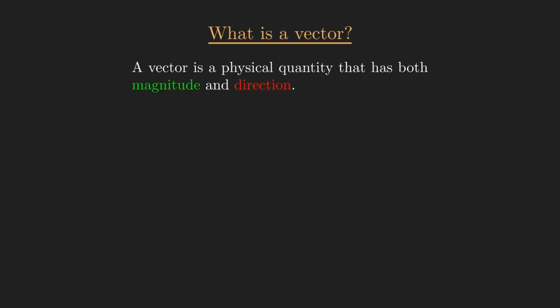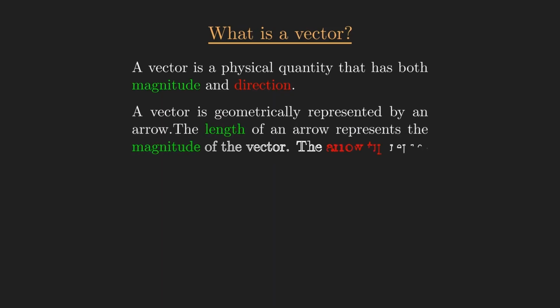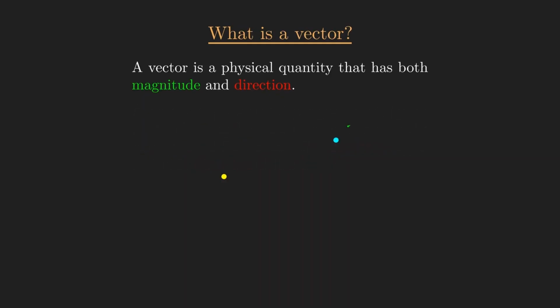Hello there. In this tutorial, we will go through the very basics of vectors. What is a vector? A vector is a physical quantity that has both magnitude and direction. A vector is geometrically represented by an arrow. The length of an arrow represents the magnitude of a vector, and the arrow tip represents the direction of the vector.